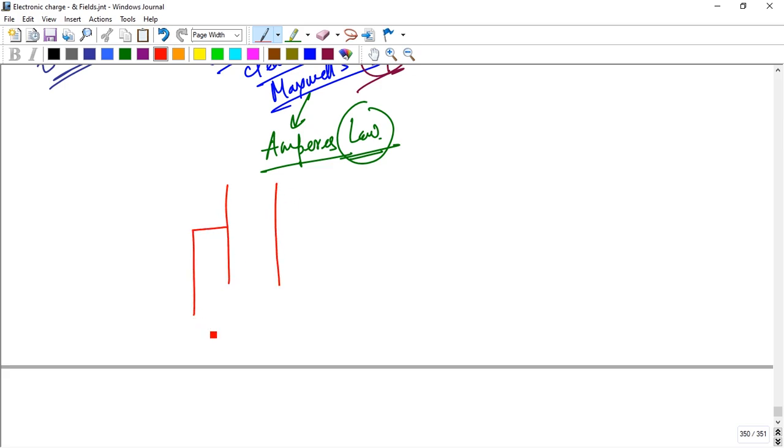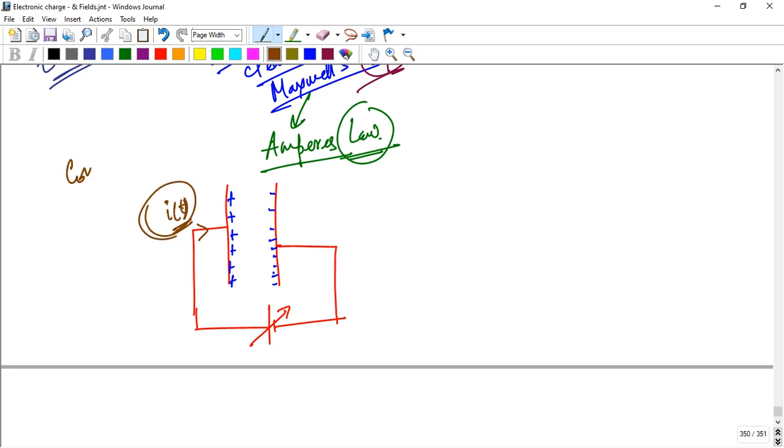connected to a variable source. If there is a variable source, there is a positive charge here and a negative charge here. The current passing through that wire is I as a function of t, and this current is called the conduction current. This conduction current can also produce a magnetic field.